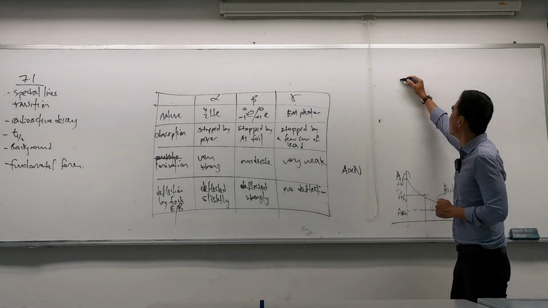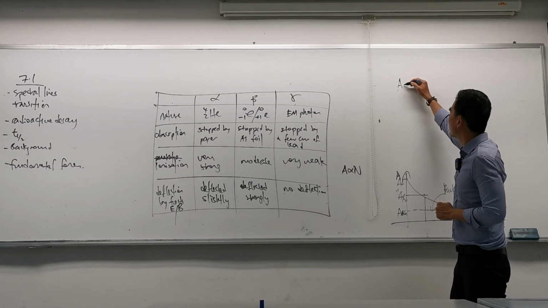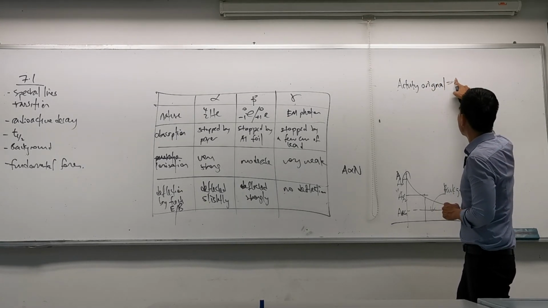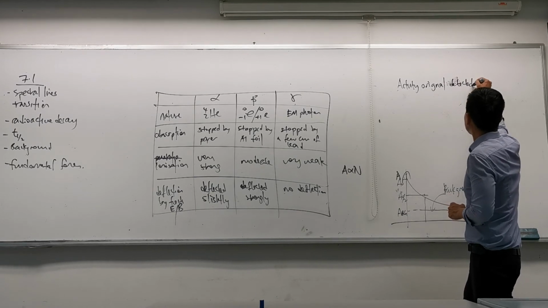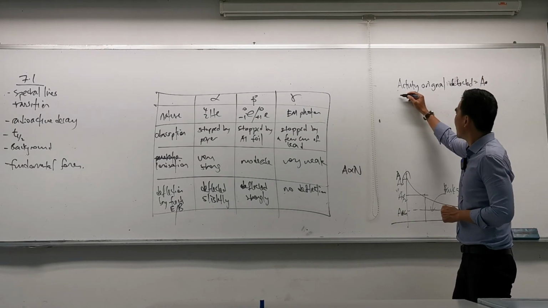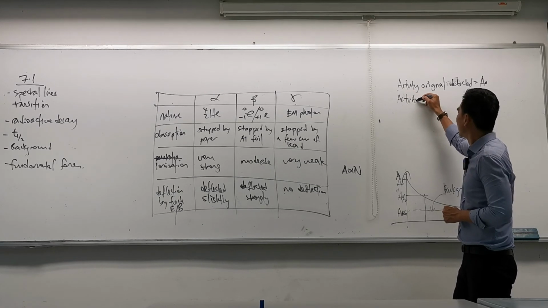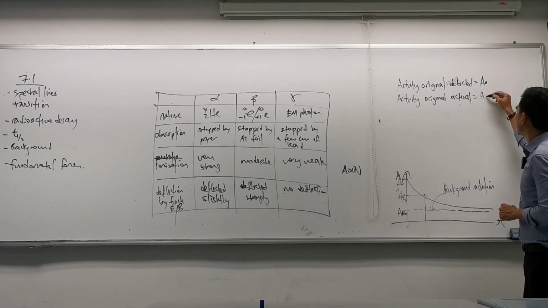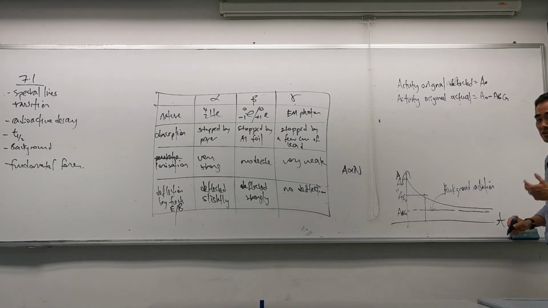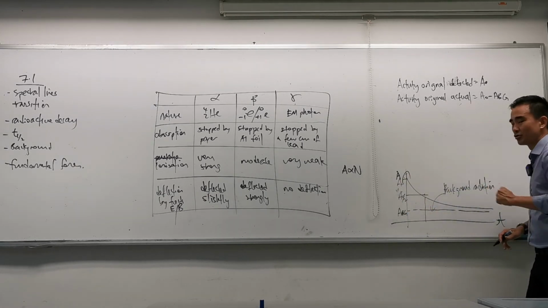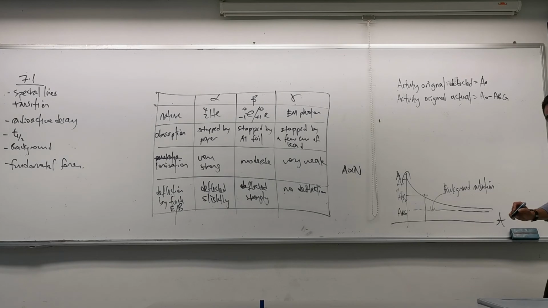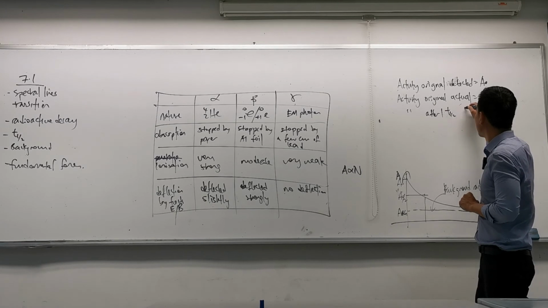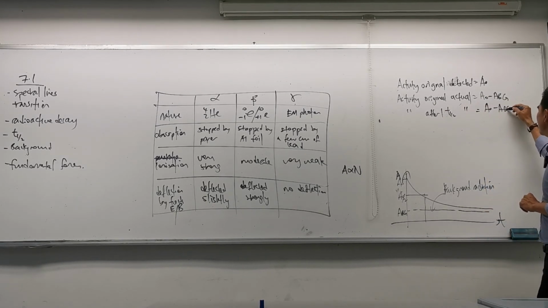Let's go through the sequence. So, activity, original detected is equal to A0. And activity, original actual is equal to A0 minus ABG. So this is taking away the background radiation from here. So that's the actual one without the background radiation, purely due to the sample. Activity after 1 half-life, actual, is A0 minus ABG divided by 2.